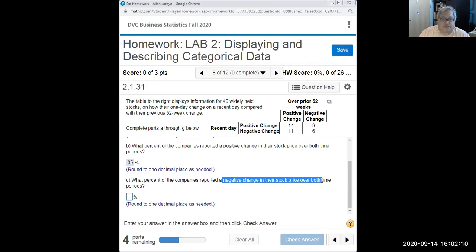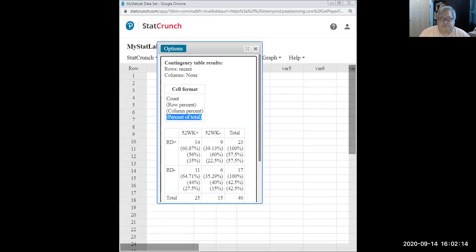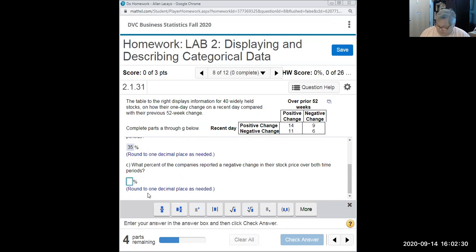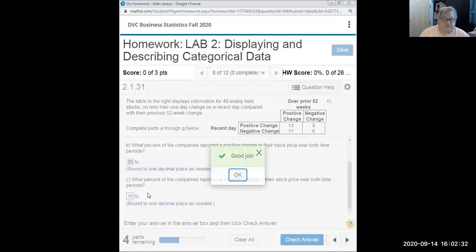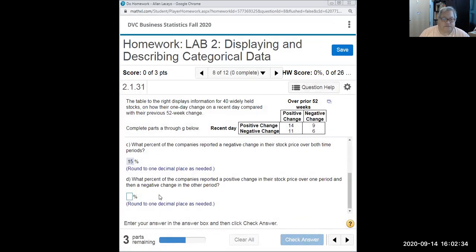A negative change over both time periods implies that I'm looking for these 6 stocks that have a negative pattern, and 6 out of 40 is 15%. So I'm just going to go here and put in 15%. Check my answer, it should be right. Next question.